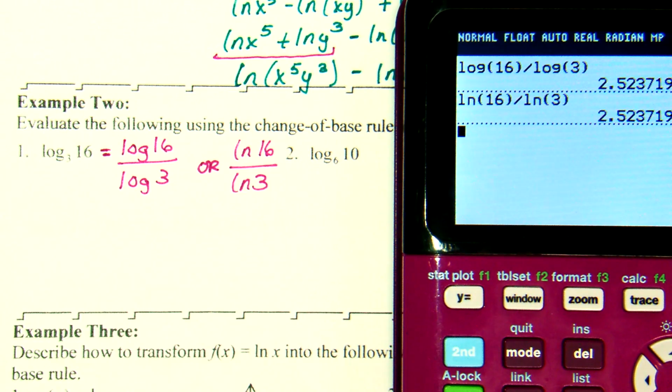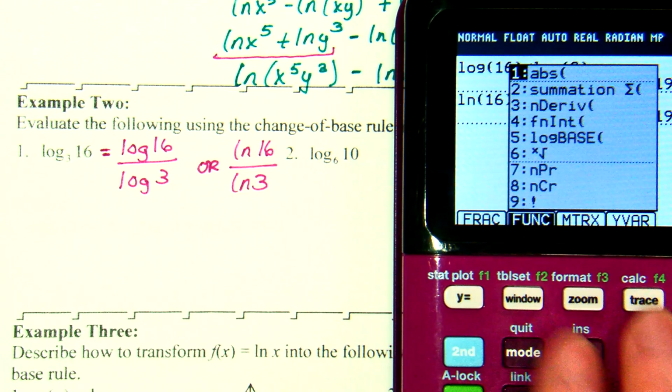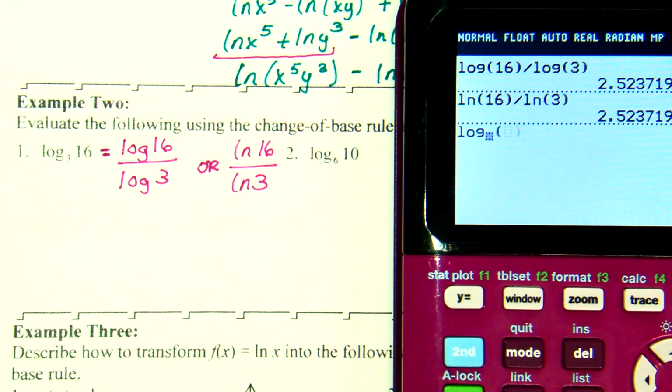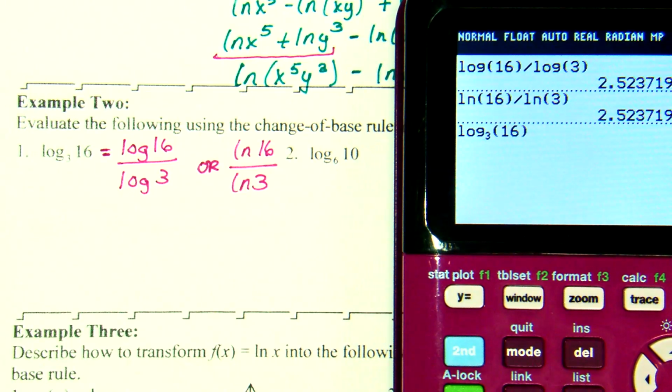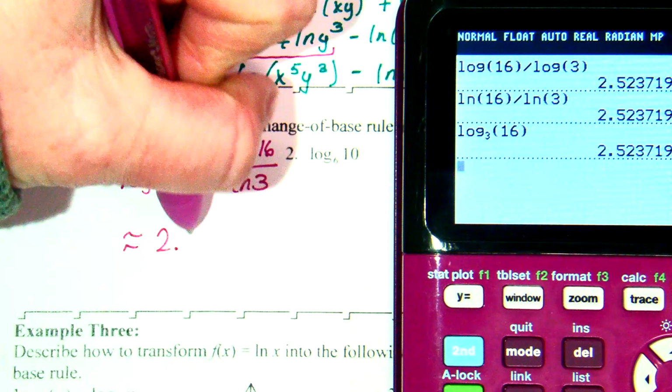I know it's in an alpha shortcut menu. Yep, Alpha F2, number 5. That is your other option that I had purposely not pointed out. I knew someone would find it eventually. So, notice all three of those give me the same answer of 2.524.